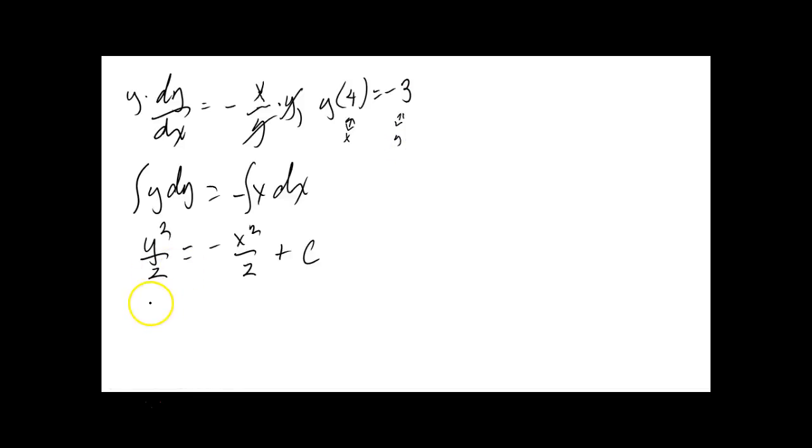Negative 3 squared, 9 over 2, is equal to negative 16 over 2. Now, that minus is before you do the x squared. Do the x squared first, then do the negate. Okay? All right, plus c. What would you do to solve that?